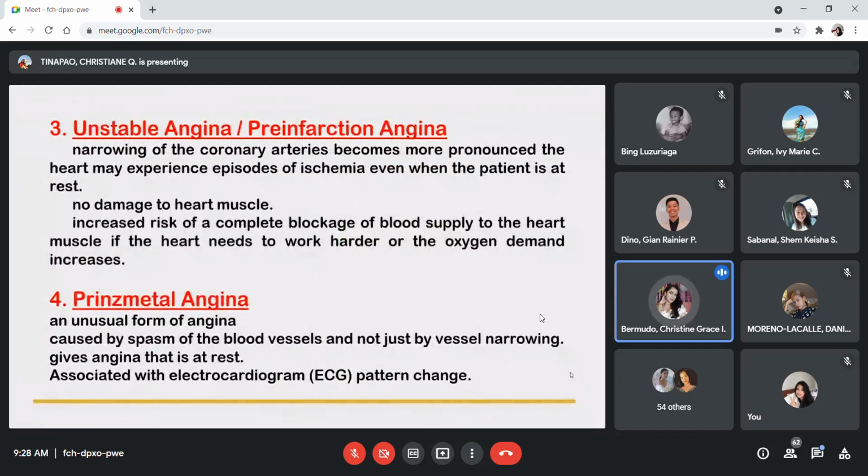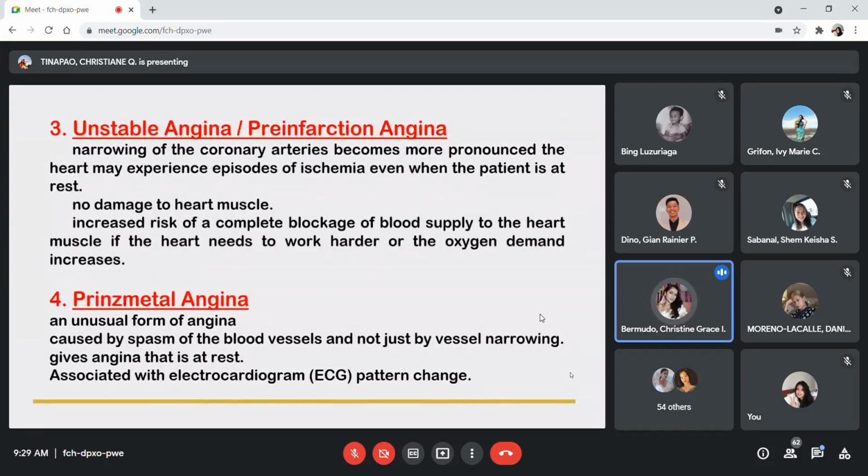So the next type of angina is unstable angina, or pre-infarction angina. Even while the patient is at rest, if the narrowing of the coronary arteries worsens, the heart may undergo periods of ischemia, which is a condition in which the blood flow is restricted or reduced in a part of the body. So even if no damage to the heart muscle occurs, the person is at danger of a complete blockage of the blood supply to the heart muscle if the heart is forced to work harder or the oxygen demand rises.